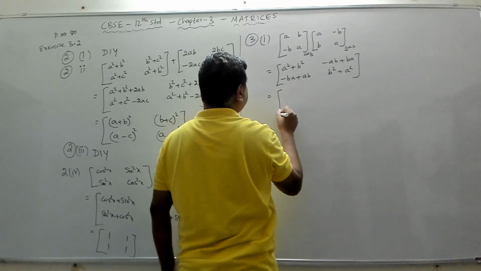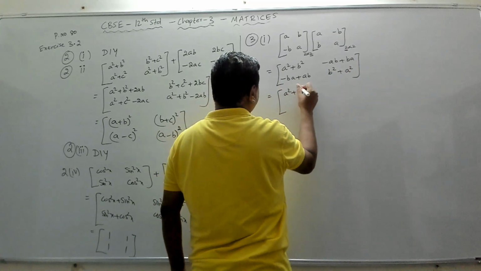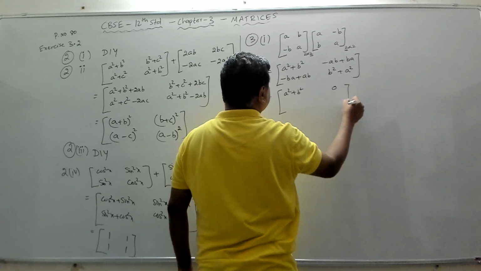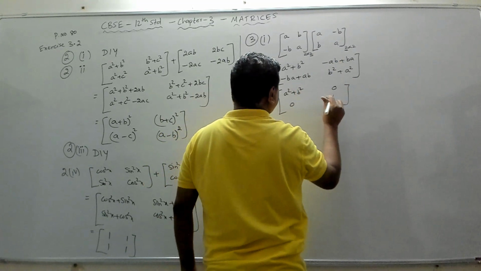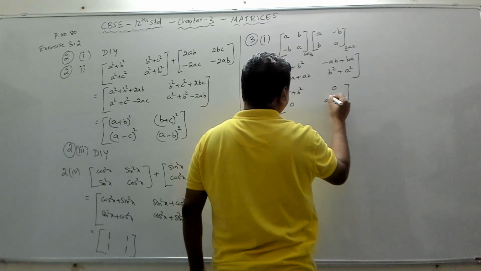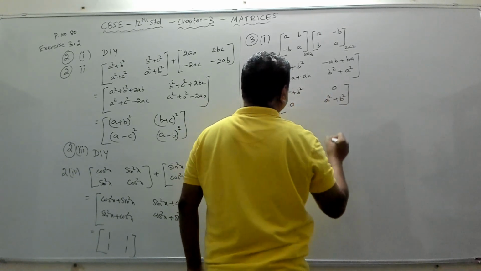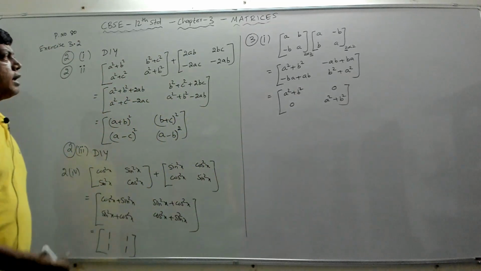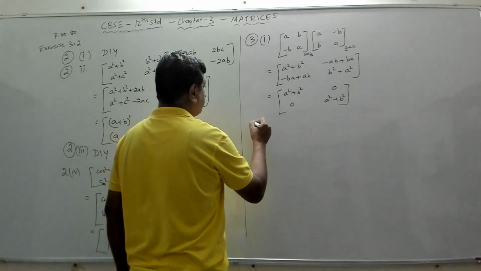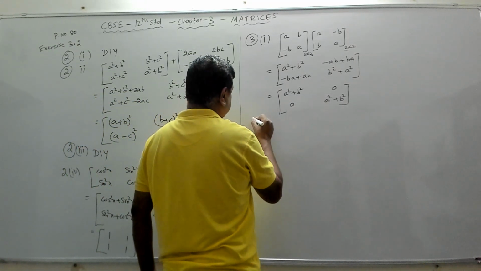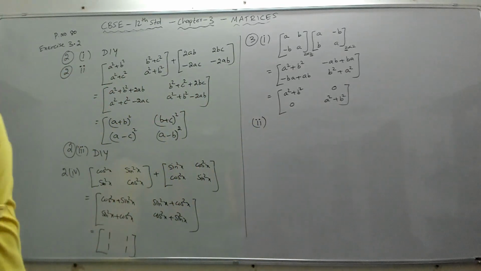So finally you get A square plus B square. This will give you 0 because minus AB plus AB will get cancelled. This is also 0. You get B square plus A square, or we can write it as A square plus B square, it doesn't matter. So this is your final answer when you multiply both the matrices. Clear? So next, for the second one, third problem, second sub problem, we have to multiply.